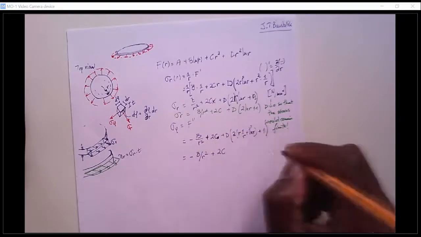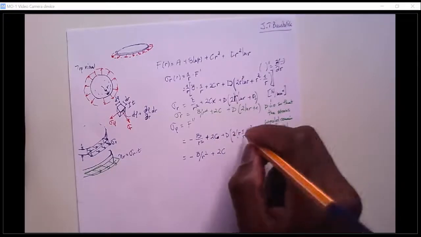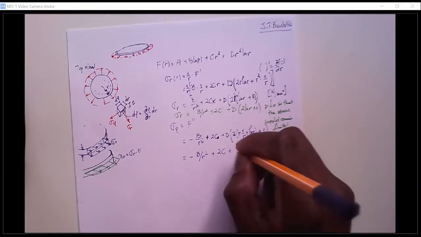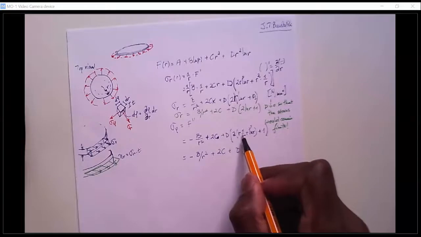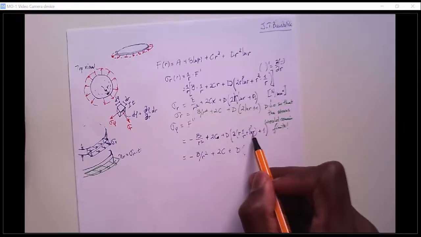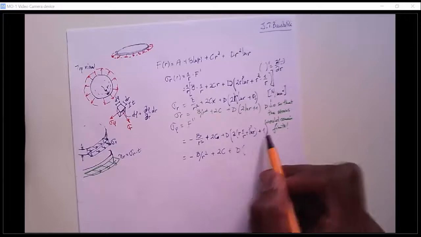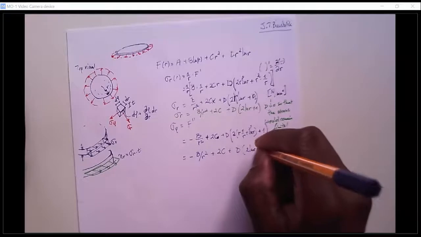Plus 2c plus g times, this is r divided by r. This is basically 1. Okay, in here that's basically 1. So we have here 1 plus ln r times 2. So it's 2 plus 2 ln r plus 1. So it's like 2 ln r plus 3.